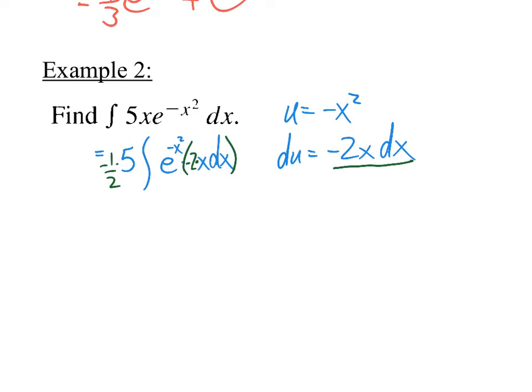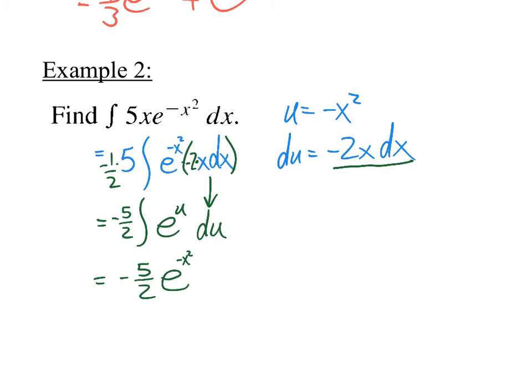Where does the x go? I just moved it over here. I just rearranged things a little bit. So now that is du. And I now have negative 5/2 times the integral of e to the u du. So that's negative 5/2 times e to the u, and u is negative x squared.